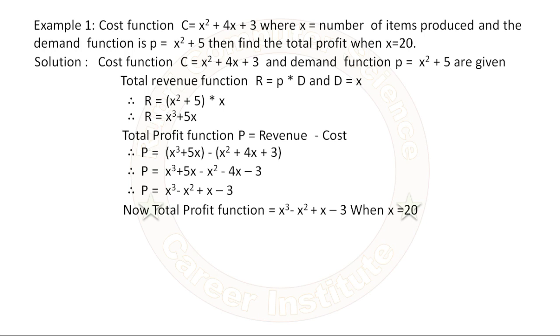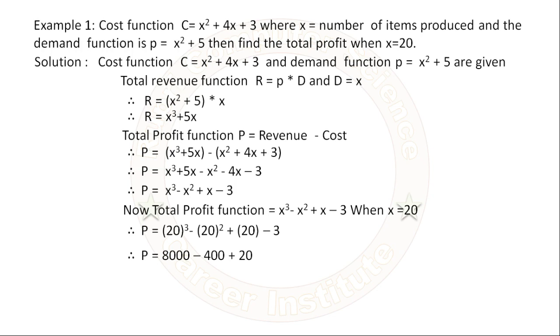Now put the 20 instead of x. Therefore, P is equal to 20 raised to 3 minus 20 raised to 2, that is 20 square, plus 20 minus 3. Therefore, P is equal to 8000 minus 400 plus 20 minus 3. Therefore, P is equal to 7617. This is your profit when you produce 20 items.